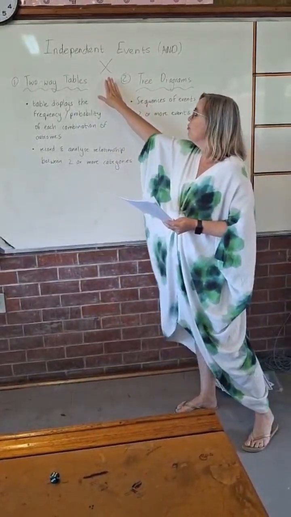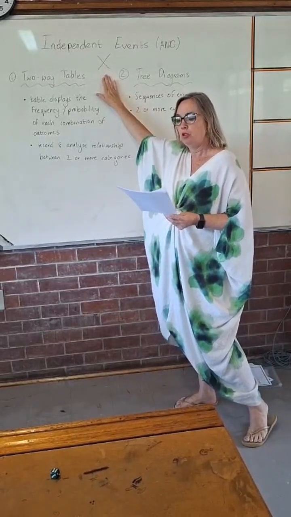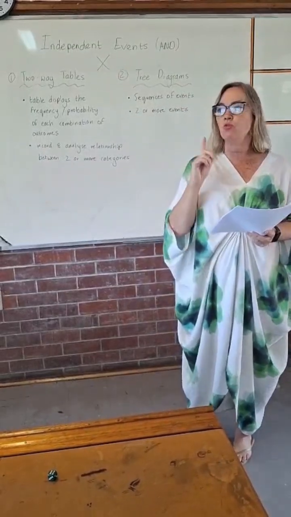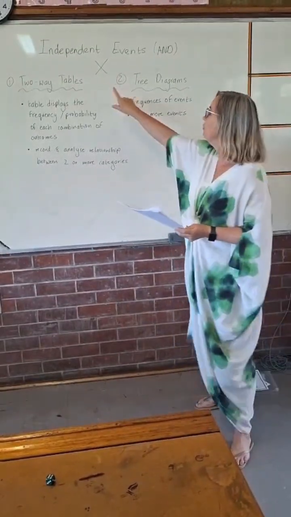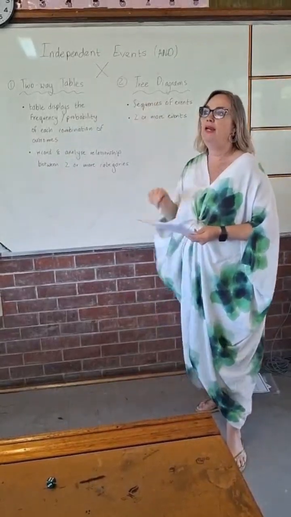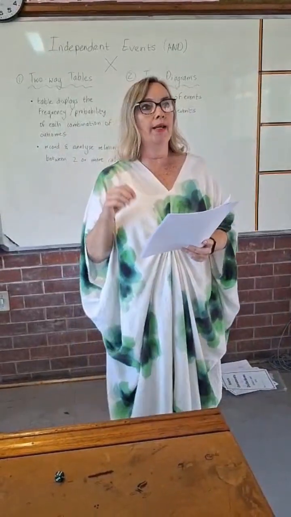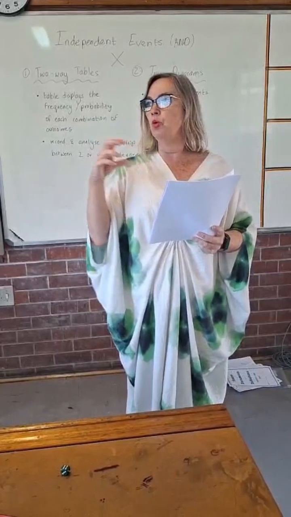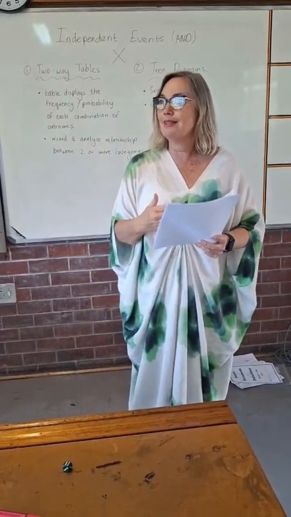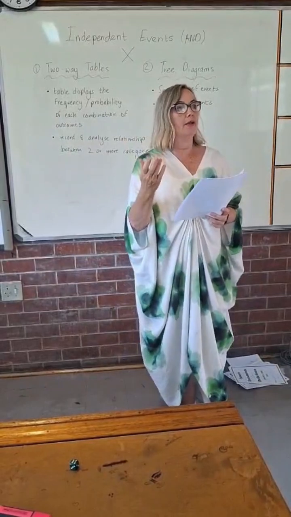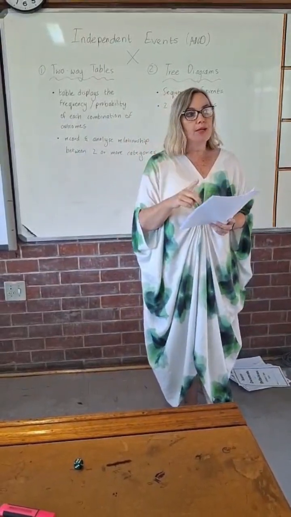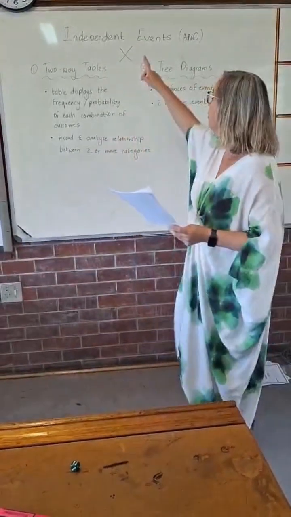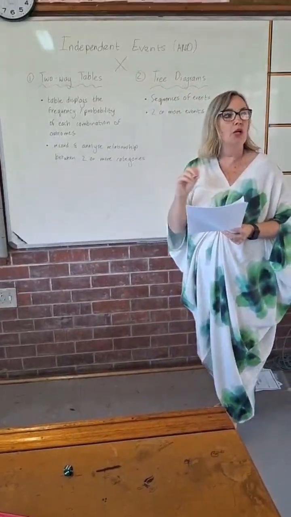In particular, before with your mutually exclusive events, we added. When we're looking at compound events, it's really important that you understand that here we multiply. So before we had, for example, P(1) plus P(6) would equal, and then you'd work out the probability. In this case now, we are saying P(1) multiplied by P(6) will give you the independent events. So it's really important you understand and grasp that.